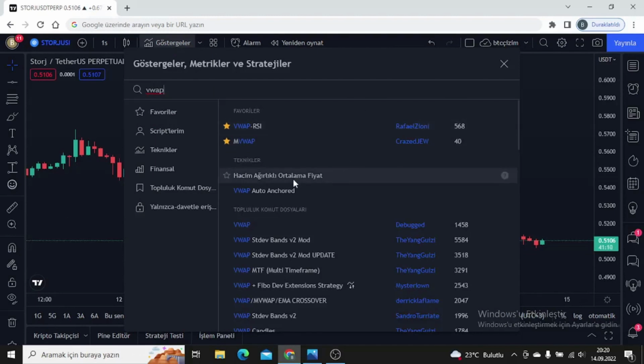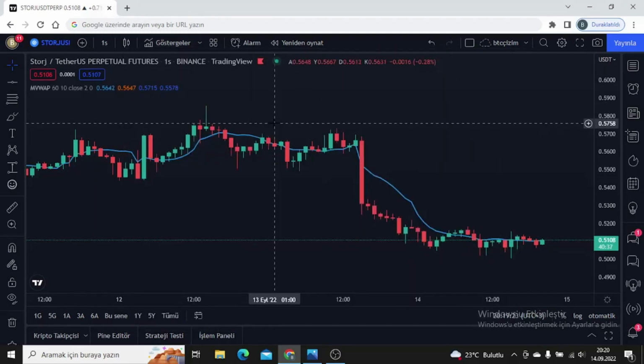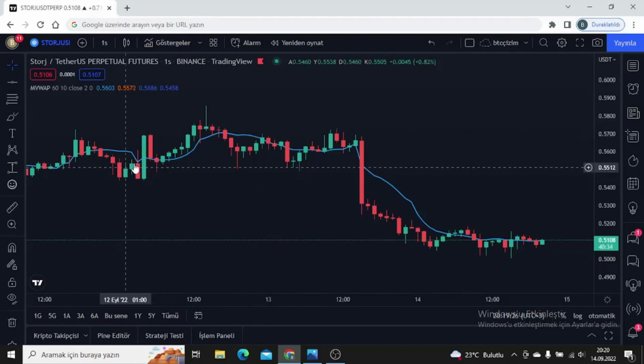Then I come to the indicators part. When I write VWAP, it comes out here as a volume-weighted moving average. But we are not concerned with that. We are also not interested in the VWAP RSI indicator here. If RSI is included, we need to use it on our long-term, high-period charts, minimum 4-hour charts, and we cannot create a buy or sell signal with that. That's why we use the VWAP indicator below.